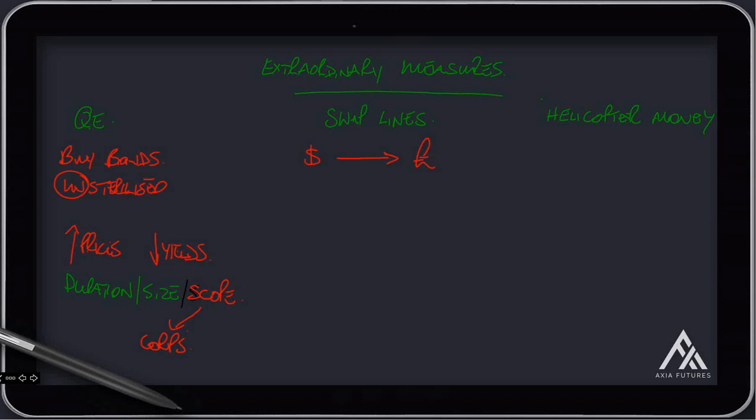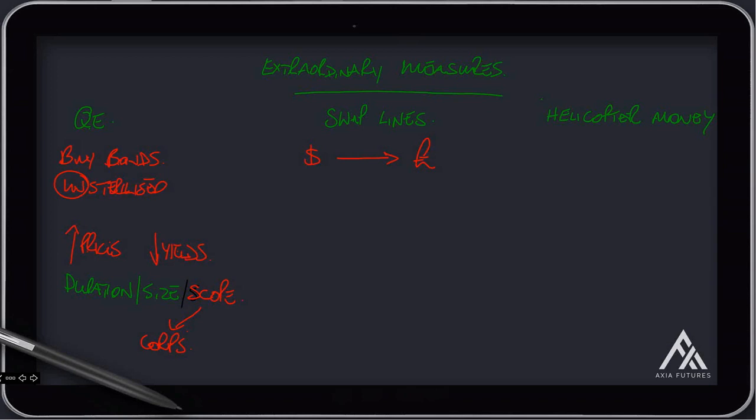One final thing after the swap lines is helicopter money. This is not something that has been done by any bank as yet, and that's why it is important to understand how helicopter money could work, because the fact that it's not previously been done, any new imposition of helicopter money could be very, very important and provide a very good trade opportunity.